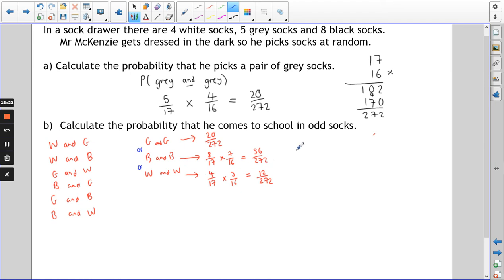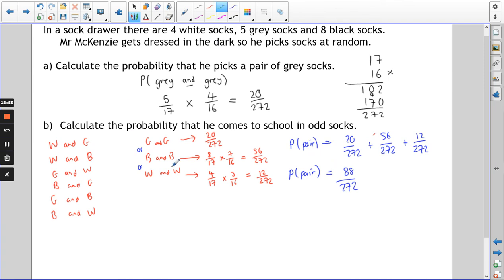Which means if I add all those up now to get the total probability that he's getting a pair, so the probability of getting a pair is 20 out of 272, add 56 out of 272, add 12 out of 272, that is 88 out of 272. Okay, so that's the probability that Mr. Mackenzie manages to fluke his way to a matching pair of socks.